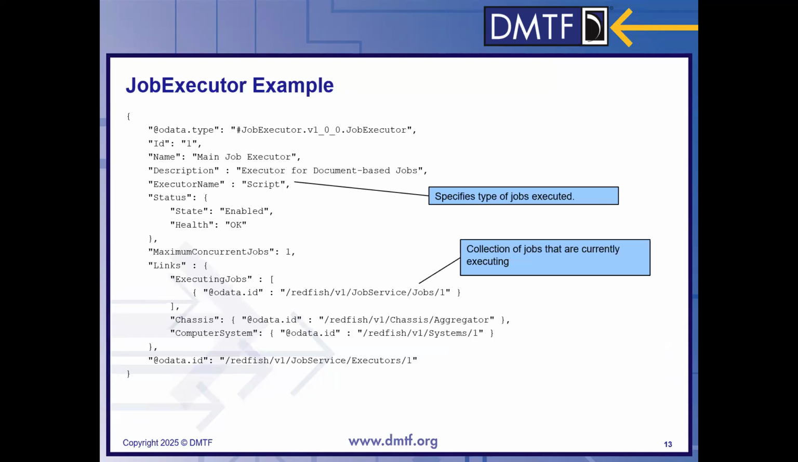For the job executor, we have just the basic name of the executor, the maximum number of jobs that the executor can carry out, and then links back to what jobs it is currently carrying out. Am I part of a system or a chassis? So it links over to the more IT side of the world to see who is actually performing this job, or who this job executor actually is.